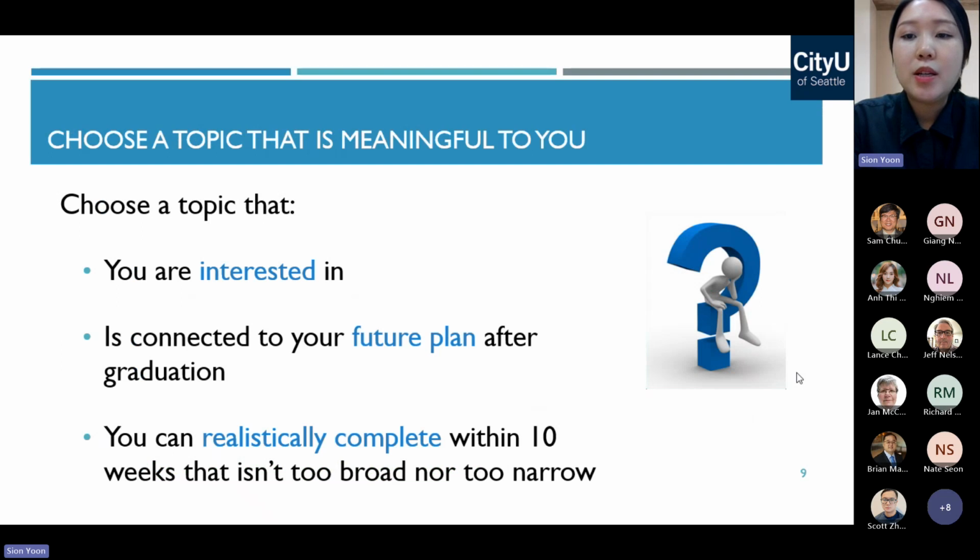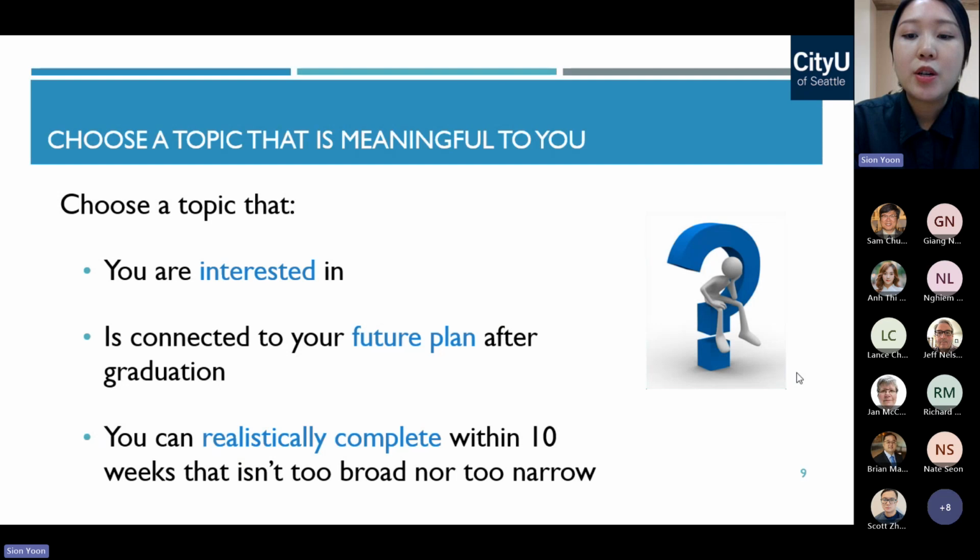So here are some other tips on choosing a topic. Choose a topic that you're interested in. Think of what you're passionate about. And if you don't like your topic, you will not enjoy the process. So it's really important you find a topic that you have fun with. Also, try to use time wisely to help you with your future plan after graduation, whether it's your first step into a career, further education, or even within your workplace.